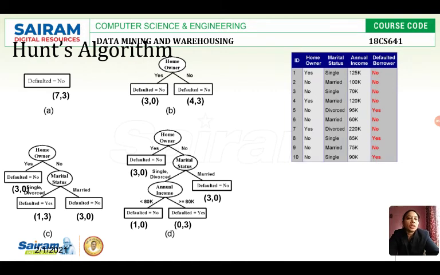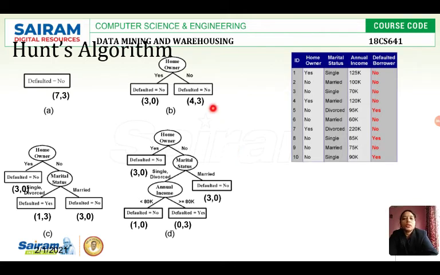Yes. So how many are there in this condition? They are 3. So not homeowner and not defaulted borrower are 4. Not homeowner and defaulted borrower are 3. So if it is 0, no need to subdivide this. But we have 3 here. So what we have to do? Again we have to subdivide it.